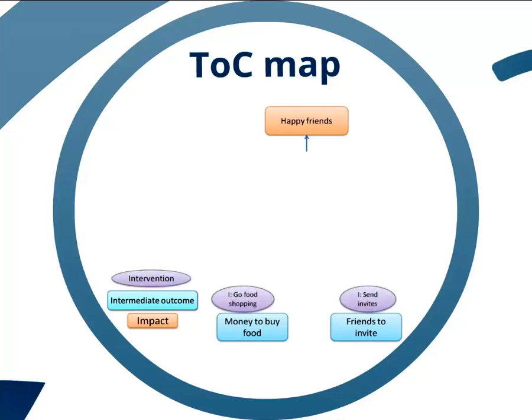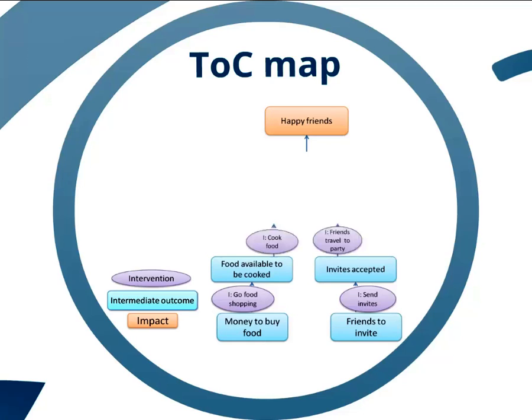The next thing that happens is that you have to do something to those intermediate outcomes. You have to do interventions. So if you have money to buy food, I then go shopping. I do an intervention to go shopping and I send invites to my friends. And that causes new outcomes to happen. So we're moving up the causal pathway. So I now have food available to be cooked and my friends have accepted the invites to my party. And you keep on building up. So the next intervention is to cook the food and for my friends to travel to the party.